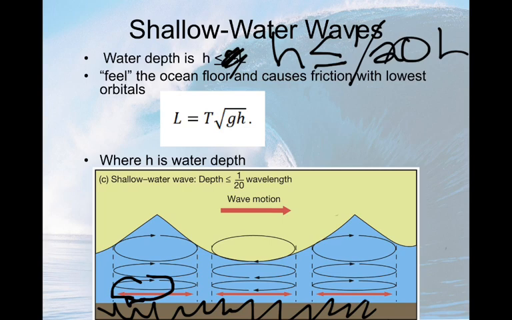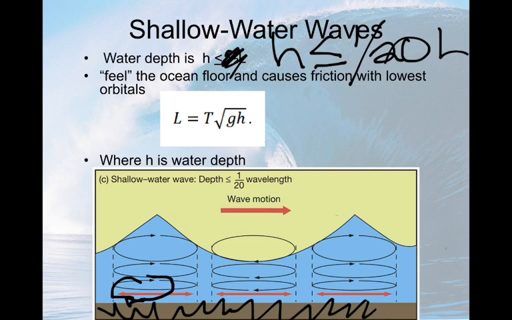So what we say is that the orbitals are feeling the ocean floor. I think perhaps interacting is a better term. And this causes friction, and our orbitals change shape. We have another formula. So the formula here is that length is equal to period times the square root of g, g being gravity, and h is depth.